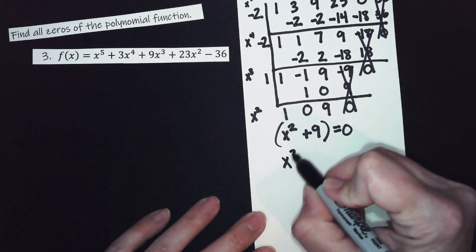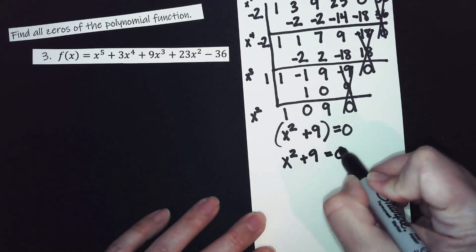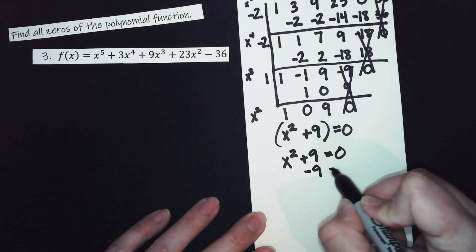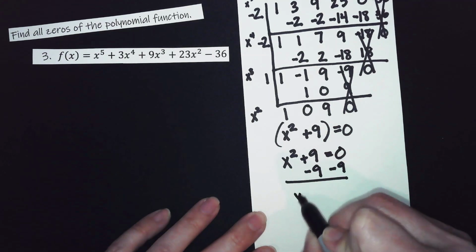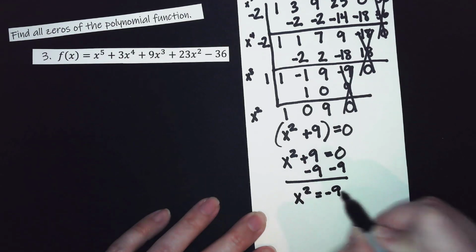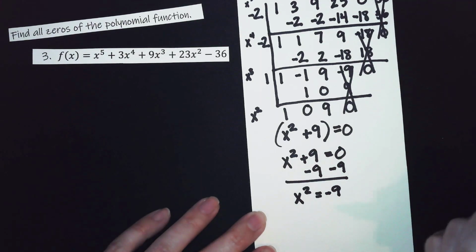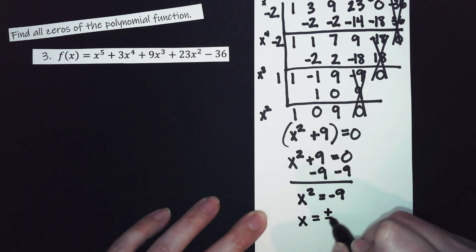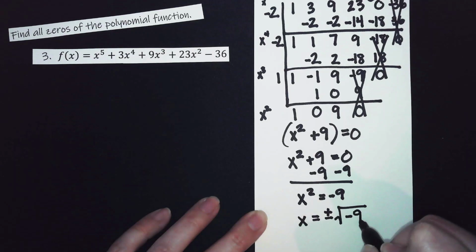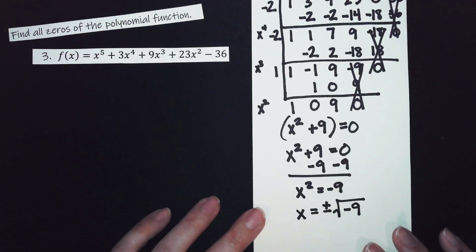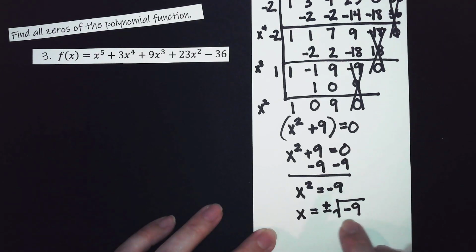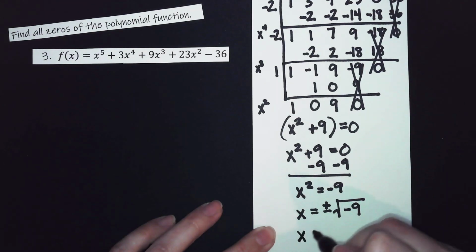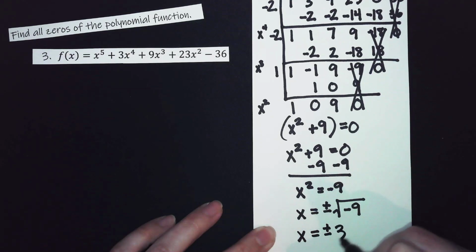So if x squared plus 9 equals 0, I'm going to subtract 9 from both sides. x squared equals negative 9. To solve for x, I must square root both sides. So I get x equals plus or minus the square root of negative 9. We can square root 9 and get 3, and to get the negative out, we get i. So I get x equals plus or minus 3i.